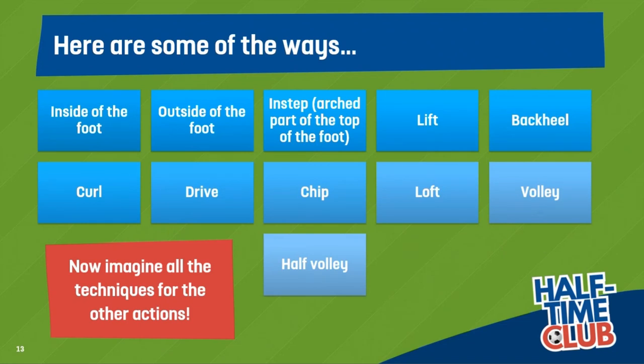So what I'm trying to get across here is there are only 17 laws of the game which define how the game can be played. The rest of it is open to interpretation. There are no other rules which dictate how you should and shouldn't pass a ball. There are some really effective ways of doing things, and we're not saying you should not work on players using the inside of the foot, because that is the most effective and regular way of passing.